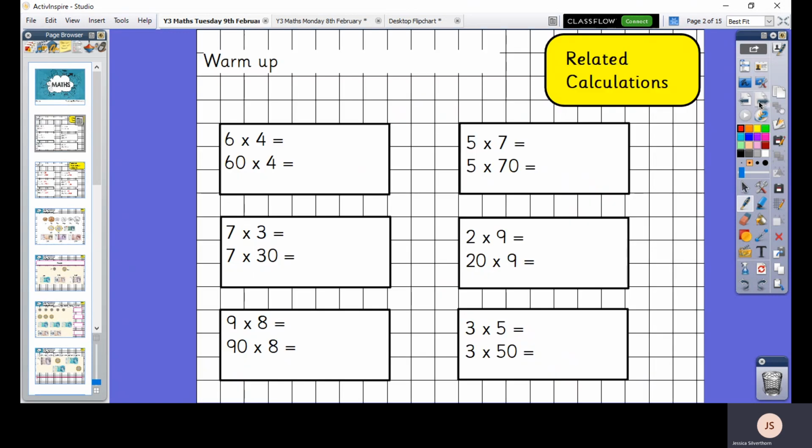So jumping in with our warm-up today, we are looking at those related calculations. Now, we have spent a lot of time getting more and more comfortable with these related calculations. So I'll remind you again, just to be mindful, if you are working out 6 times 4 and then 60 times 4, you want to be thinking about what 6 times 4 is, and then that answer that you get will be multiplied by 10 because the 60 here is the 6 just multiplied by 10. Hopefully, though, you guys won't even need me to tell you that, and you'll know exactly what you're doing. So pause the video here and give these calculations a go.